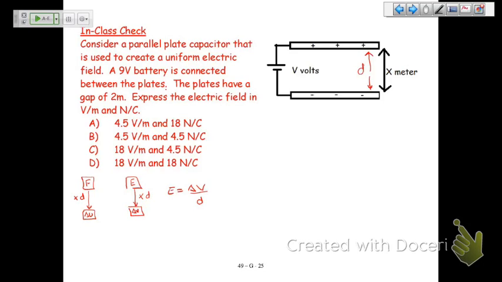In that case, my delta V is equal to 9 volts, and my D is equal to 2 meters. So my E is going to be 9 over 2, which equals 4.5 volts per meter.